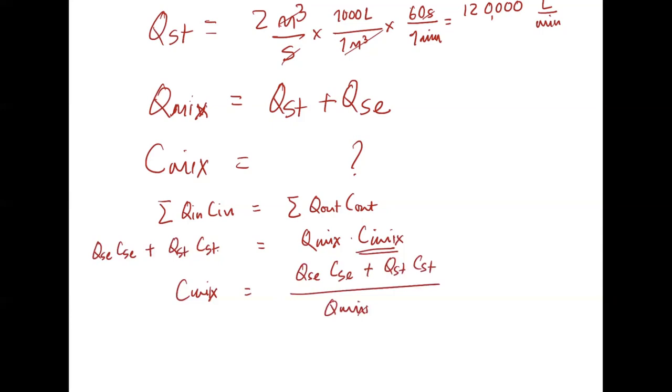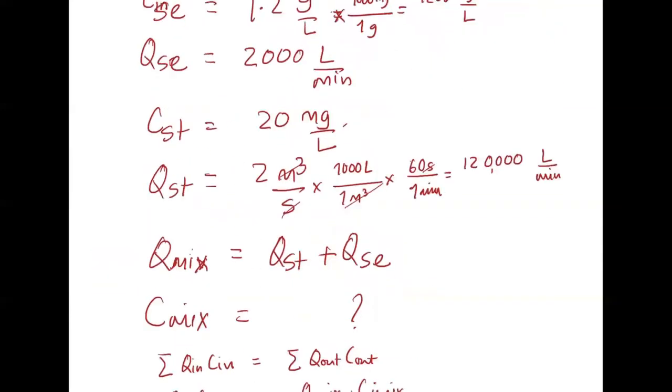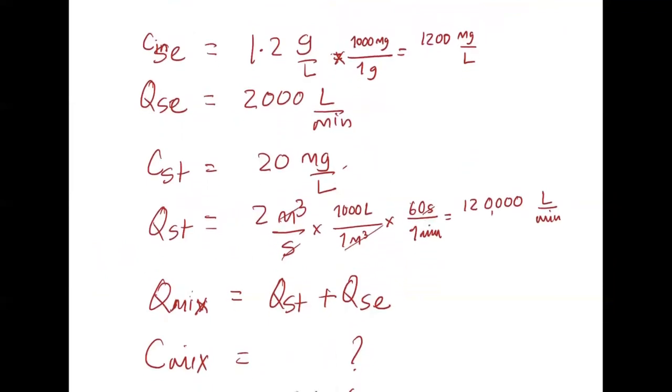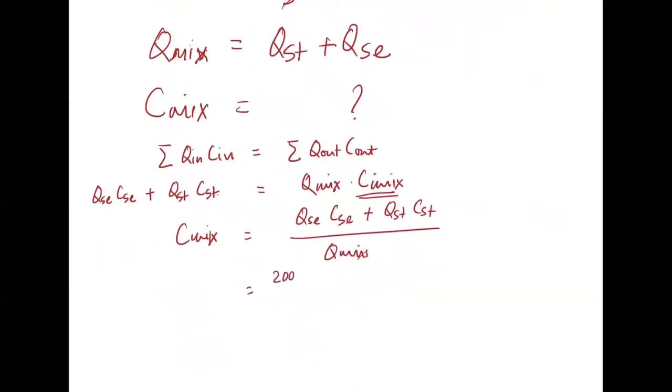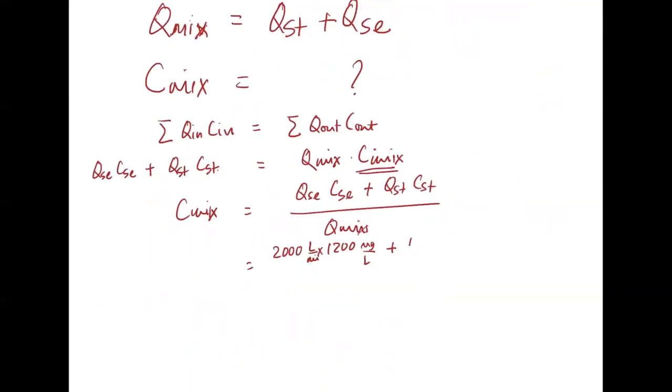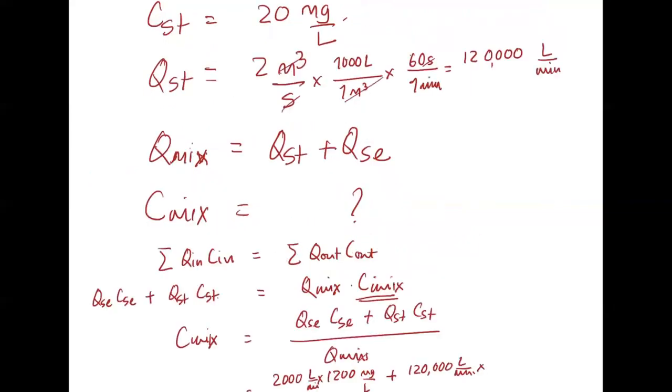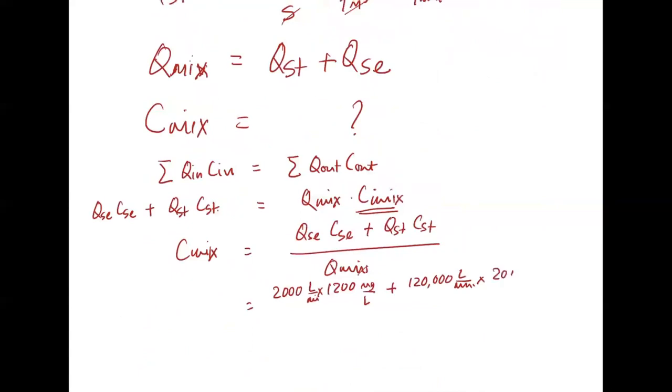Okay, so let's put in those numbers. QSC is 2000 liter per minute, with a concentration of 1200 milligram per liter. Plus QST is 120,000 liter per minute times the concentration, which is very small, 20 milligram per liter, divided by the sum of all the flow rates, 120,000 plus 2000 liter per minute.